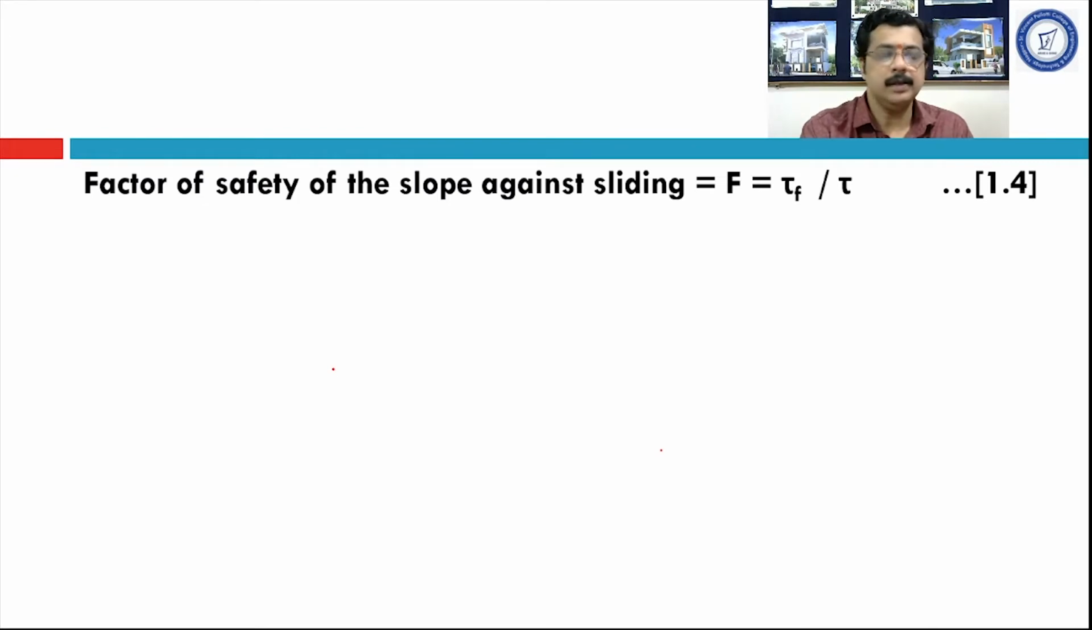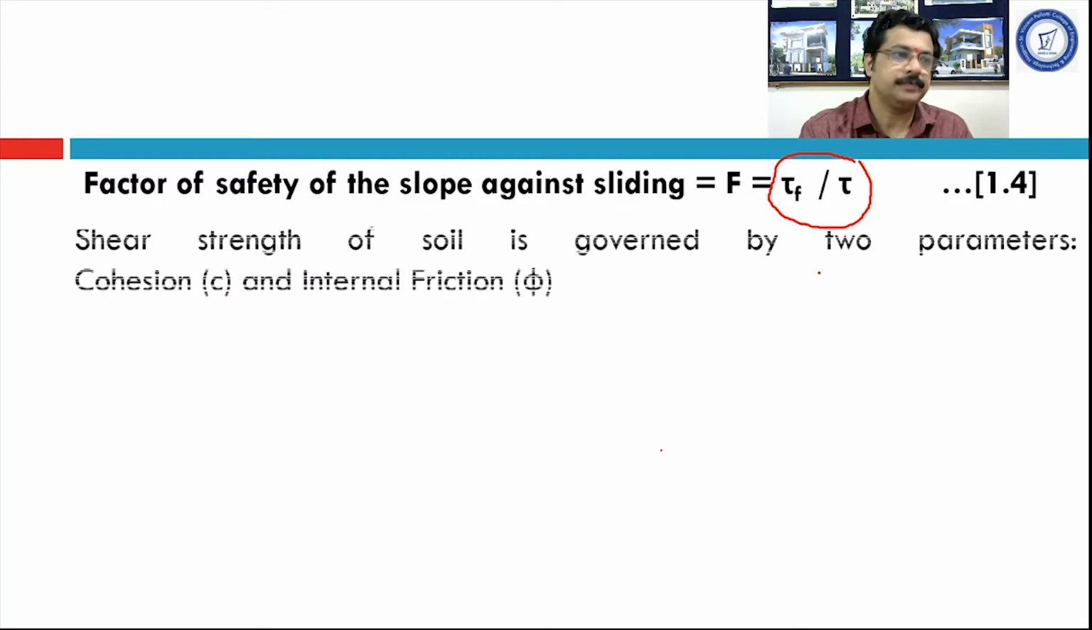Now here we can see we have to find out factor of safety. Factor of safety for the stability of the slope, and that will be against sliding, is denoted by F, and it is calculated as tau F upon tau. That is shear strength of the soil divided by the shear stress or applied shear stress. So shear strength of the soil is governed by two parameters. We know that it is cohesion and angle of internal friction, that is c and phi.